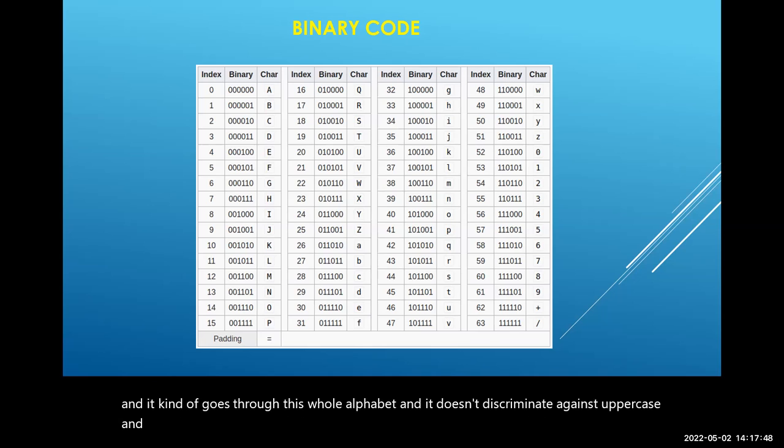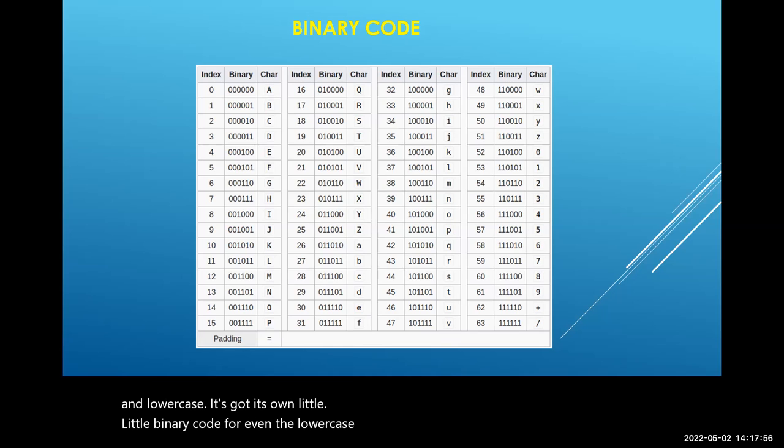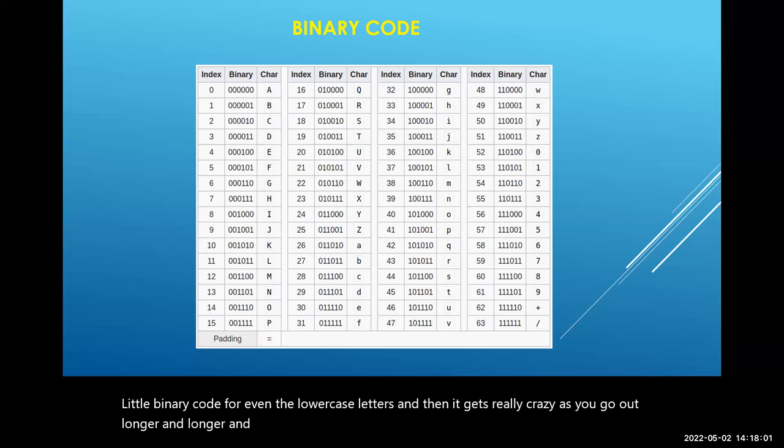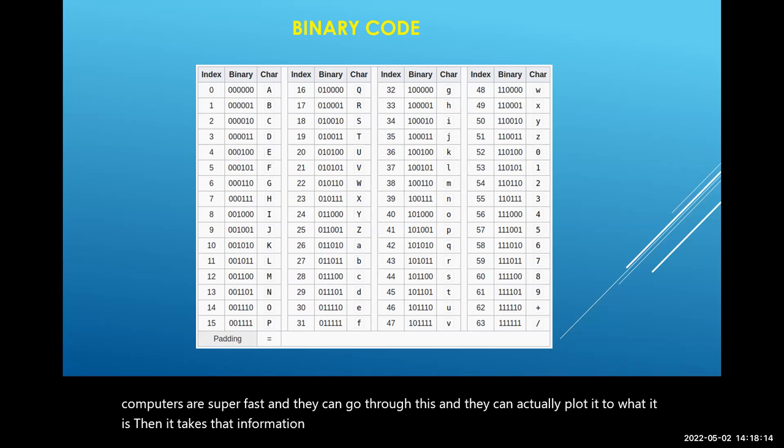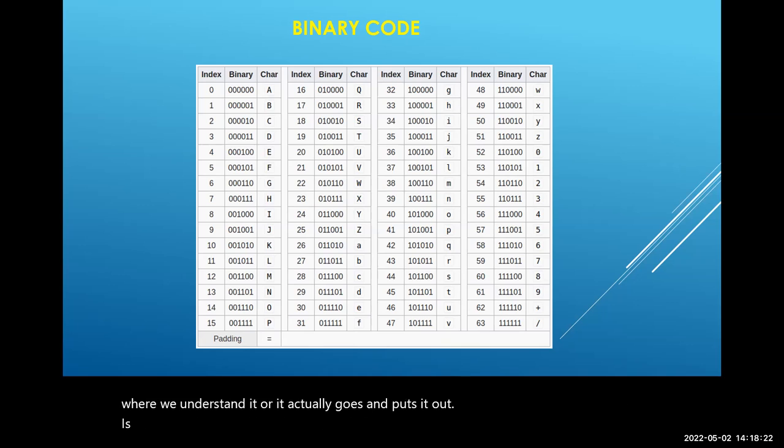It's got its own little binary code even for the lowercase letters, and then it gets really crazy as you go longer and longer with the different words. You can just imagine, but the computers are super fast and they can go through this and actually map it to what it is. Then it takes that information, processes it, and puts it up either on a screen for us where we understand it, or it actually puts it out as a command to turn something like that AC compressor on.